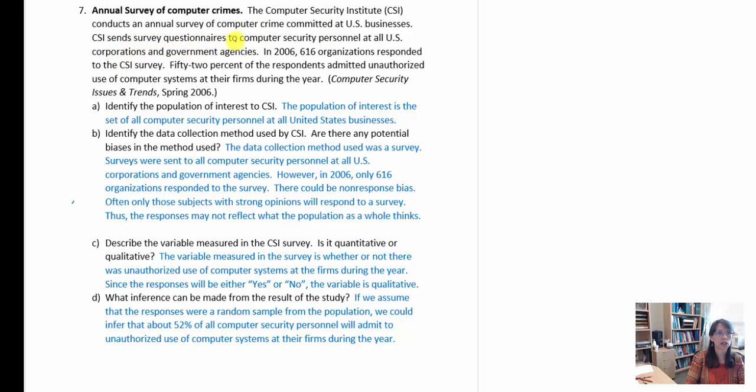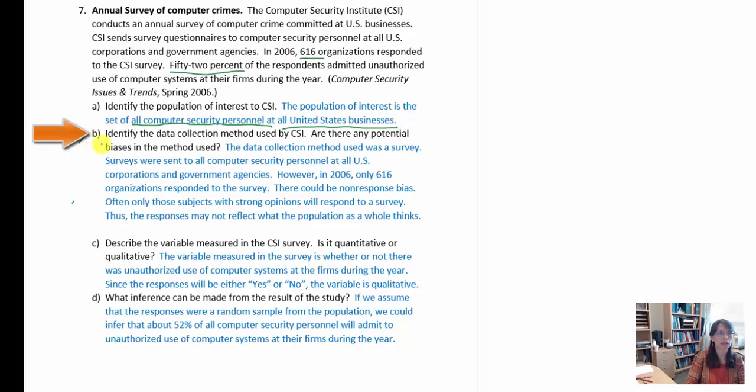CSI sends survey questionnaires to computer security personnel at all U.S. corporations and government agencies. In 2006, 616 organizations responded to the CSI survey. 52% of the respondents admitted unauthorized use of computer systems at their firm during the year. So for Part A, we're going to identify the population of interest to CSI. The population of interest is the set of all computer security personnel at all United States businesses.